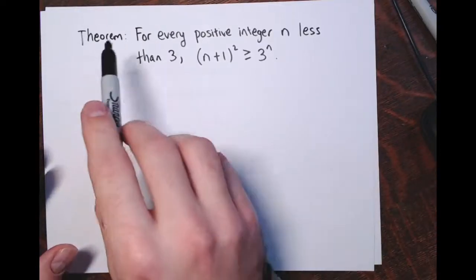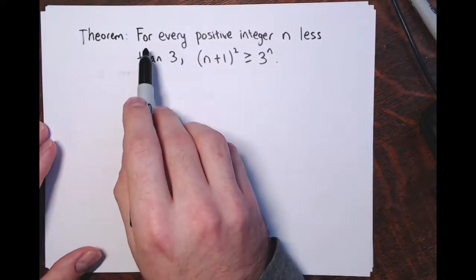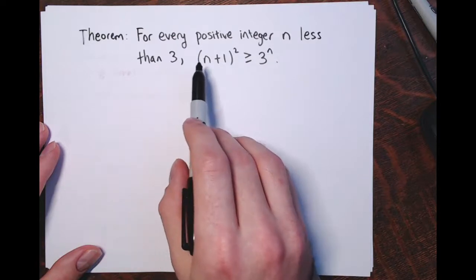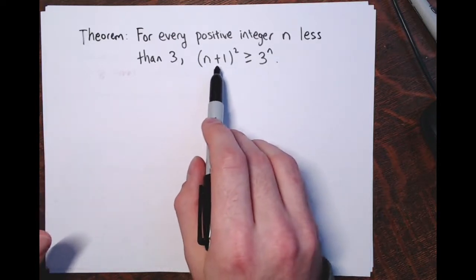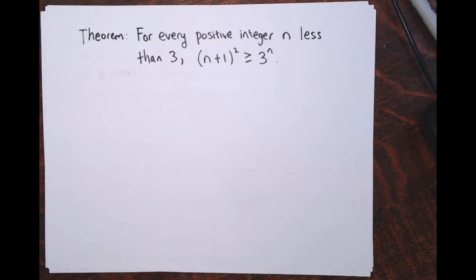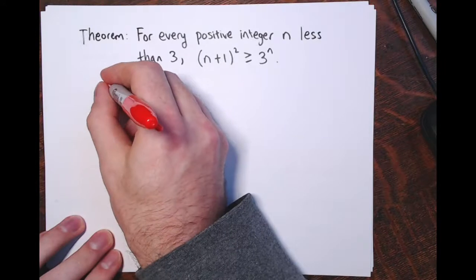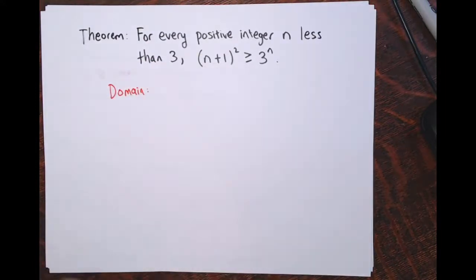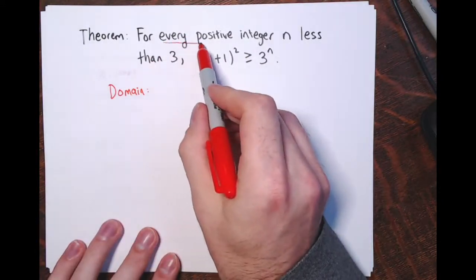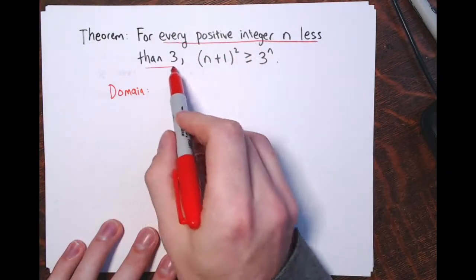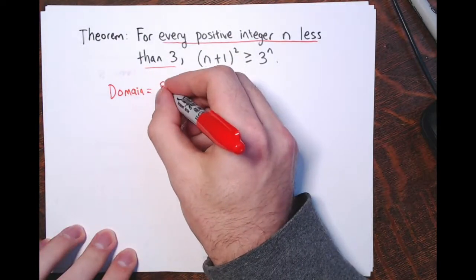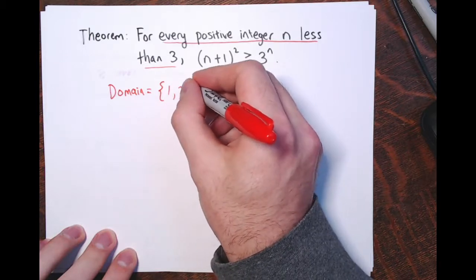Okay, so here's the theorem that was written. It says, for every positive integer n less than 3, n plus 1 squared is greater than or equal to 3 to the nth. So like I did earlier, I like to talk about the domains of the problem, what objects are being talked about. Well, they're saying this statement is about every positive integer less than 3. What are the positive integers less than 3? That's just 1 and 2.